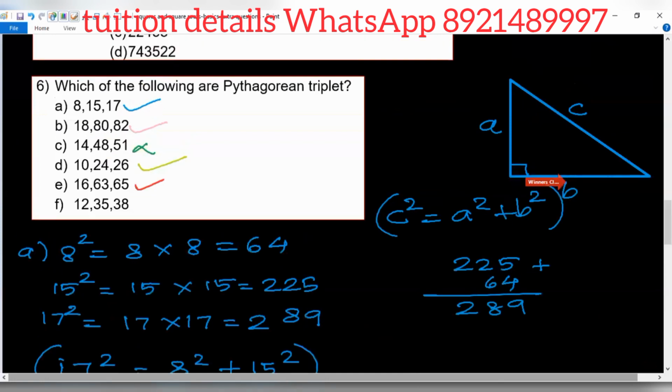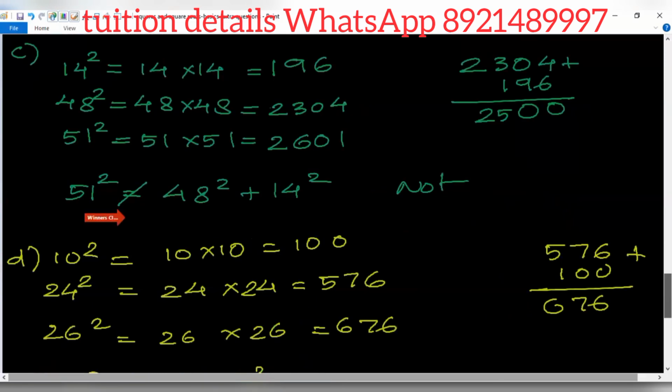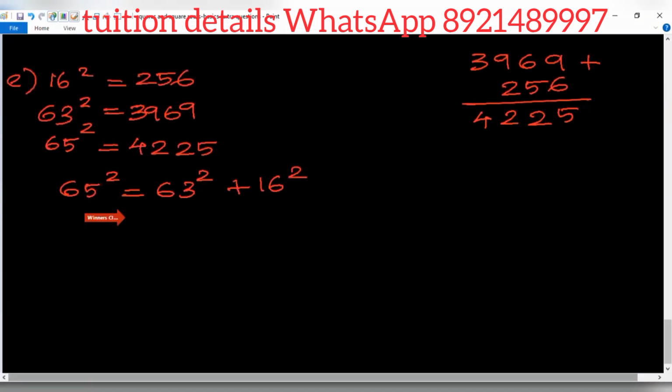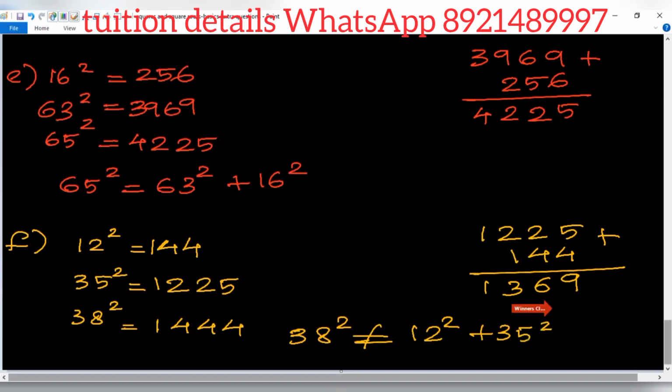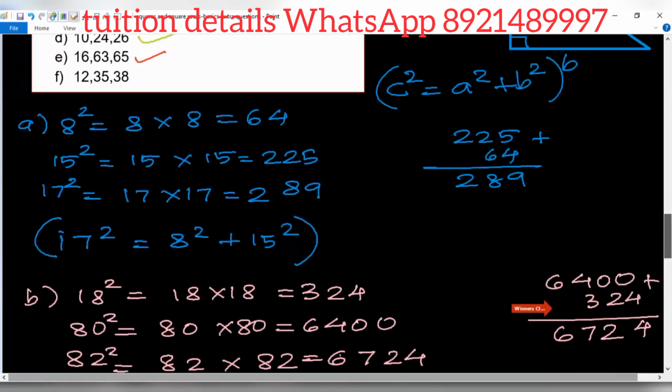Now only one more triplet is there, no? 12, 35, and 38. We have to find the squares of 12, 35, and 38, and check. These are the squares of 12, 35, and 38. But when we add these two numbers, we are not getting the biggest one over here, right? So how can we represent it? Say 38 square is not the same as 12 square plus 35 square. So the last given triplet is not a Pythagorean triplet.